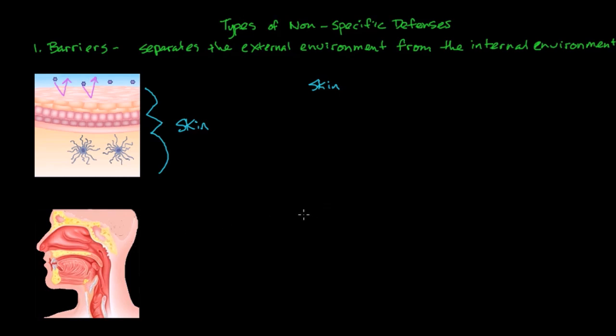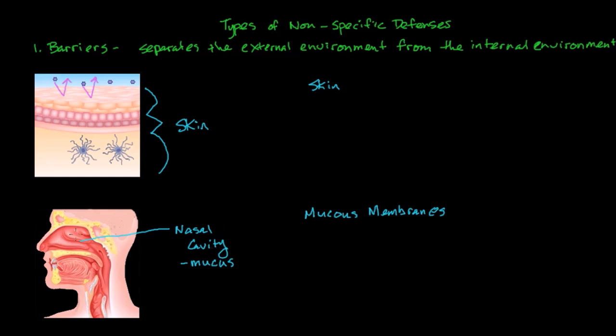The next type of barrier are what we call mucous membranes. In this diagram, the mucous membranes that I've decided to show you are the mucous membranes found within the nasal cavity. So this here is the nasal cavity. And these mucous membranes secrete a substance called mucus. Now, mucus is sticky and it's going to trap dirt and debris.